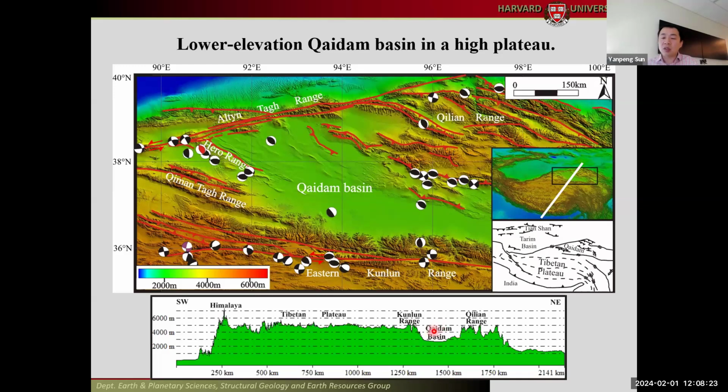So the basin itself, even though it's still probably one of the highest basins that has oil and gas exploration, is the lowest spot within the plateau. So it was able to accumulate the Cenozoic sediments while the plateau was still uplifting, recording the geologic history in this part of the plateau.